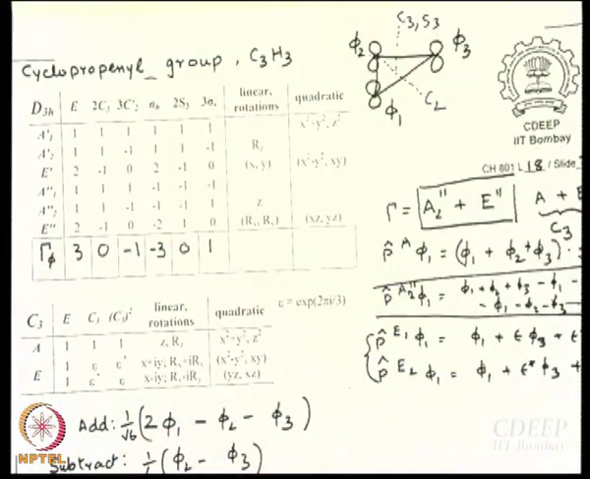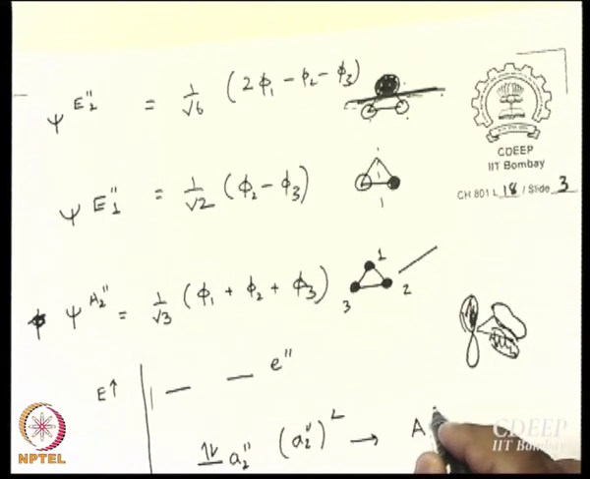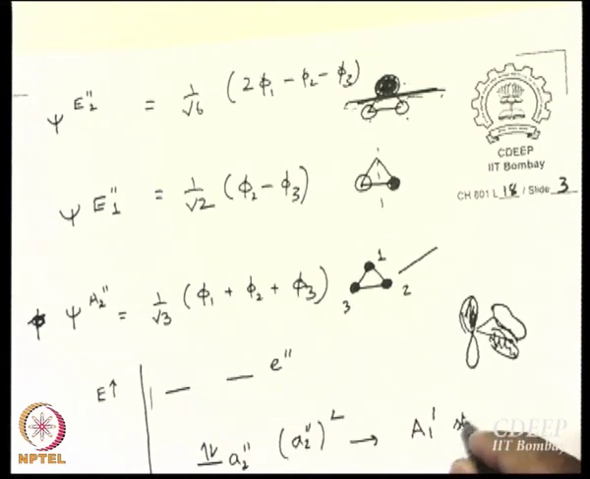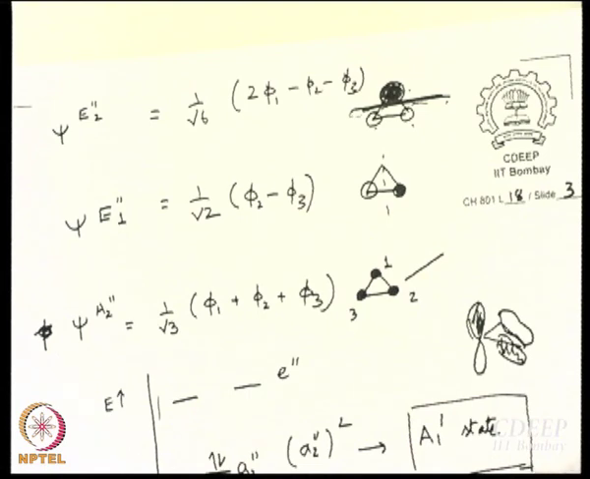A1 dash. Here, A1 dash. So, this state, this whole configuration, is called an A1 dash state. State of what? A1 dash state of what? The molecule, not the electron. Understand what I am saying?